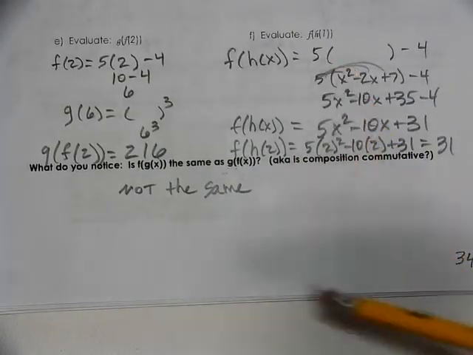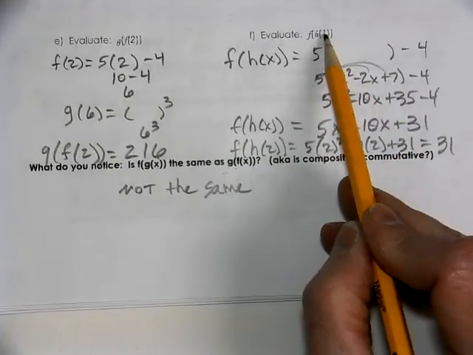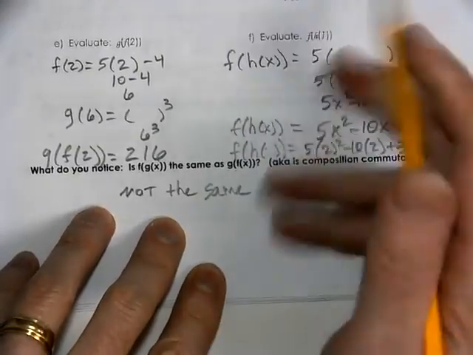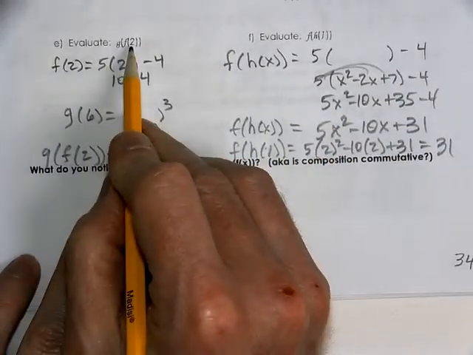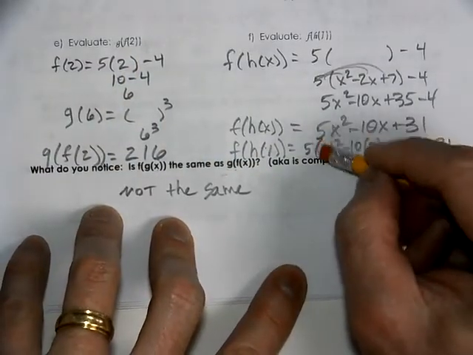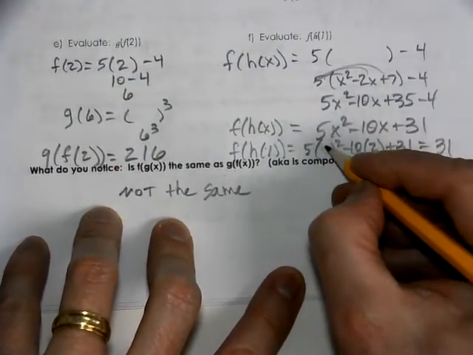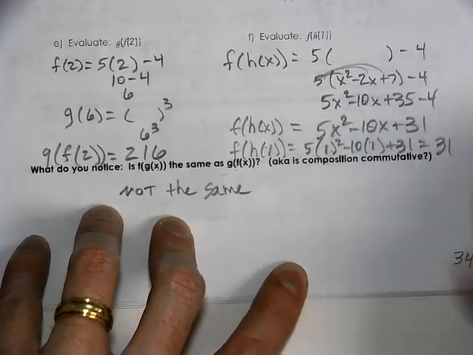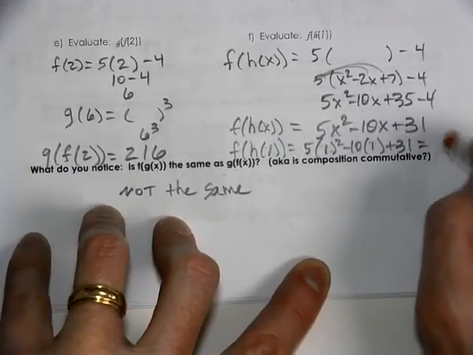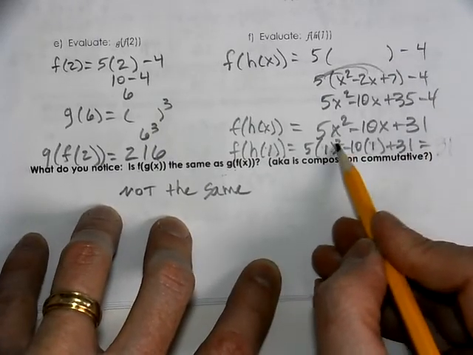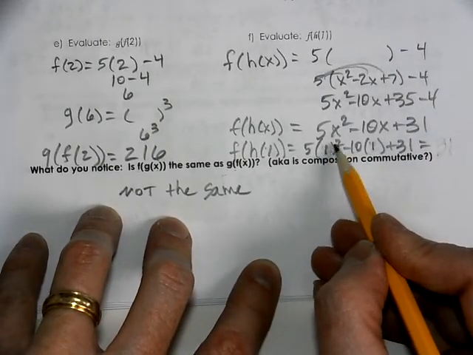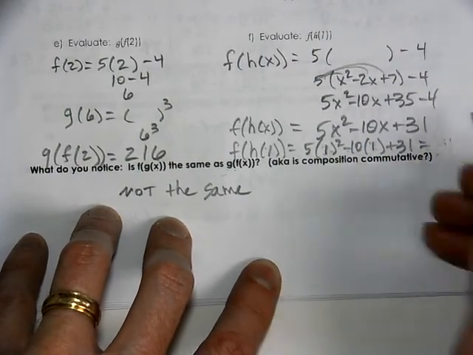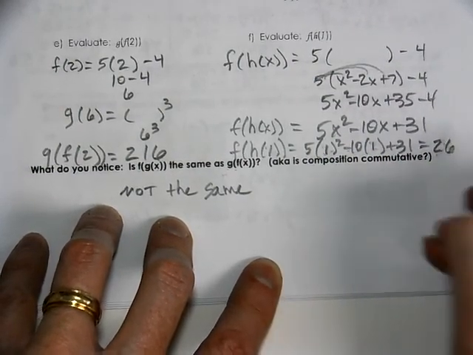All right, jumping back up to here, we were supposed to plug a 1 in for this problem, not a 2 in for this problem. A 2 was this one. That's what was getting me a little bit confused there a moment ago. So this is 1 squared, which is 1 times 5. Minus 10 is negative 5. So this should be 26.